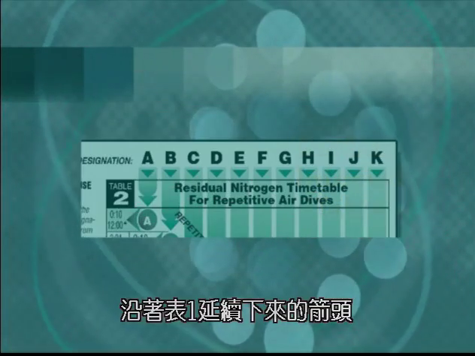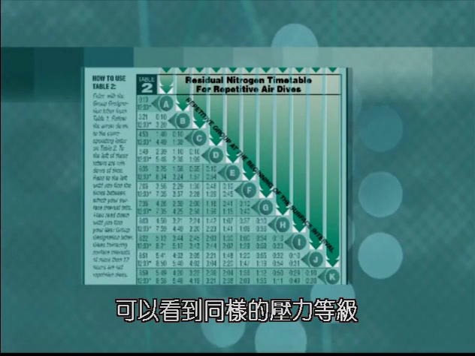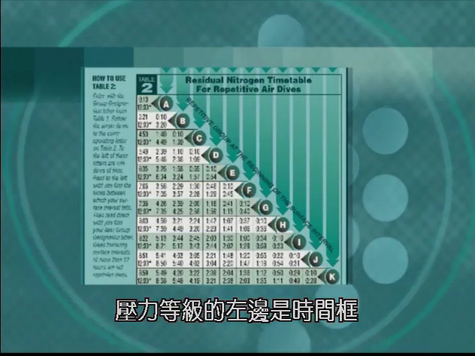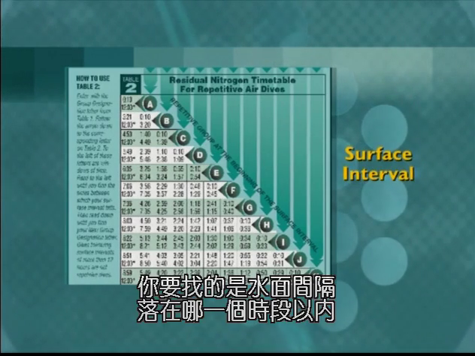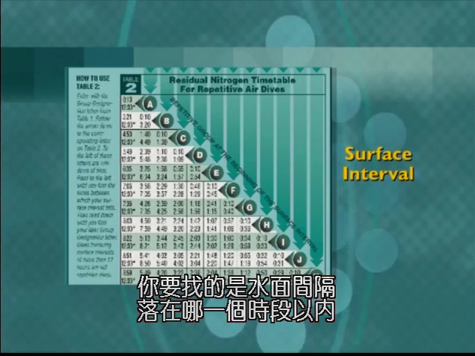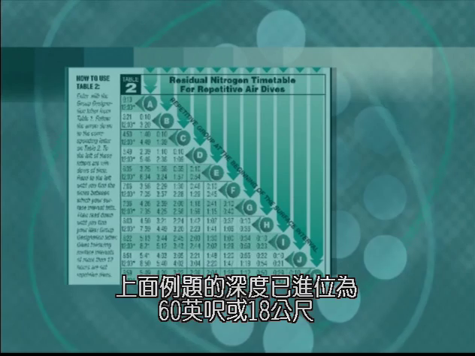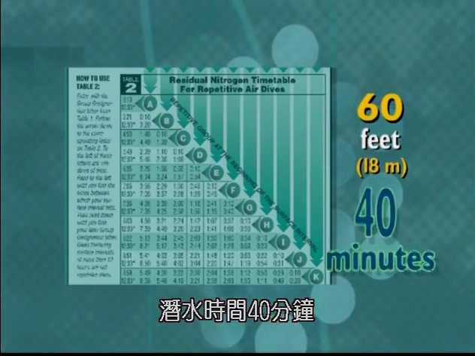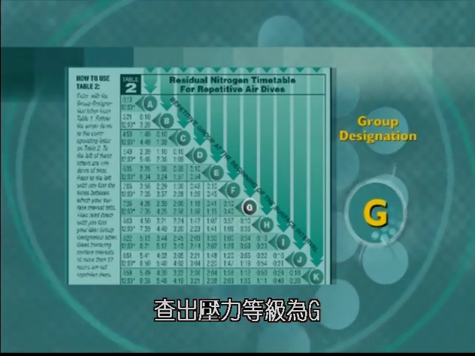At the top of Table 2, you will notice arrows descending from Table 1, which lead to the group designation. To the left of these letters are windows of time. These represent your surface interval. You are looking for the times in between which your interval lies. Remember that by reading for the next greater numbers, we came up with a reading of 60 feet or 18 meters for 40 minutes. This gave us a group designation of G.